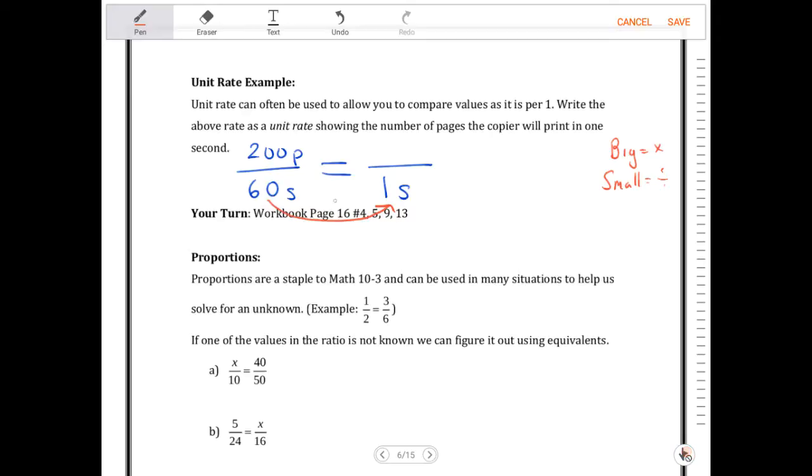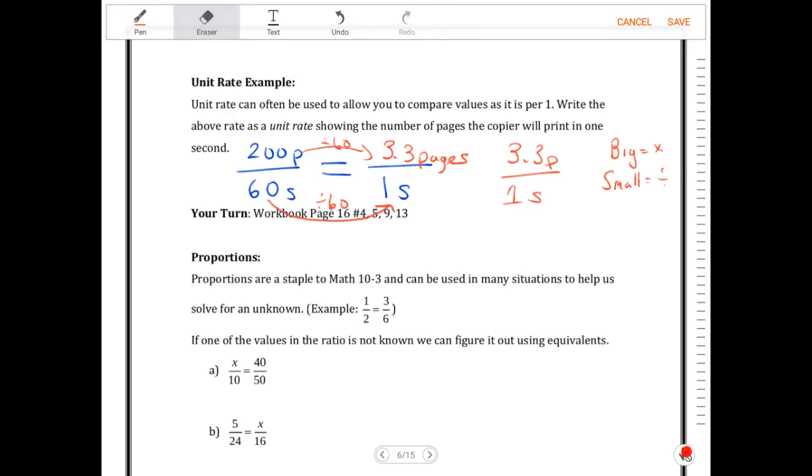60 divided by what gives you 1? Well, we'll divide by 60. If you do it on the bottom, you better do that on the top too, for the ratios are equal to each other. And 200 divided by 60 is 3.3 pages. So your unit rate would be 3.3 pages in 1 second. That means, look at the photocopier, in every second, there's 3.3 pages coming out. I know it seems a little bit weird, but that's where it stands.